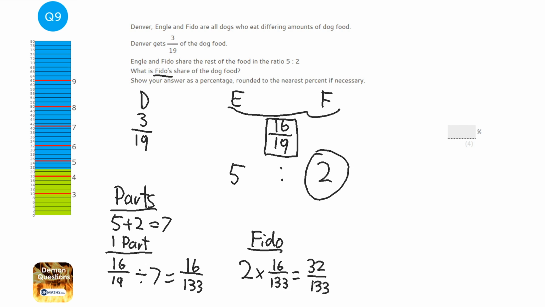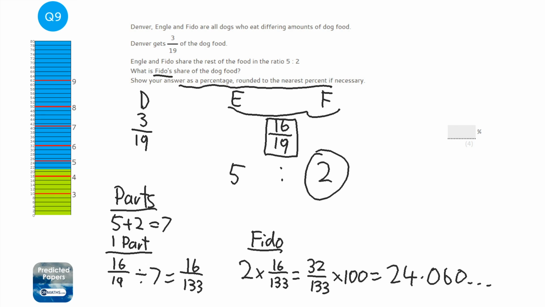Now it does say show your answer as a percentage rounded to the nearest percent. So to work between fractions and percentages, I just need to times by 100. So what I can do is just times that by 100. I'll do it on the calculator, times by 100, and press S to D if it comes up as a fraction, and it says 24.060 and so on. So to the nearest percent, Fido gets 24%.